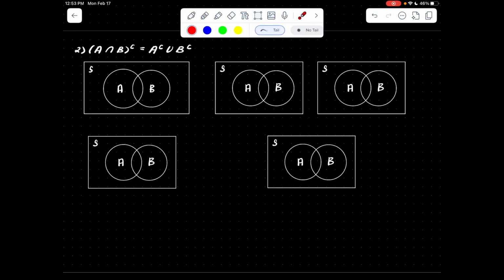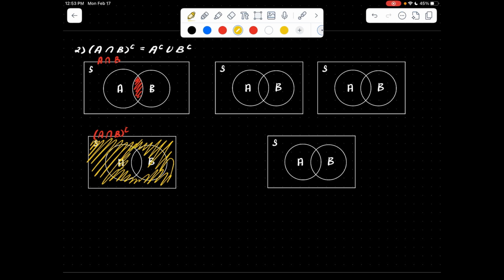The second of De Morgan's laws states that the complement of an intersection is equal to the union of the individual complements. So as before, let's look at this on the Venn diagram. The intersection of A and B is where both A and B happen. But the complement of that intersection is everything that's not in that red region there. So this yellow part here.